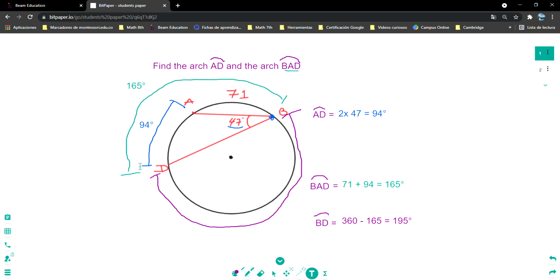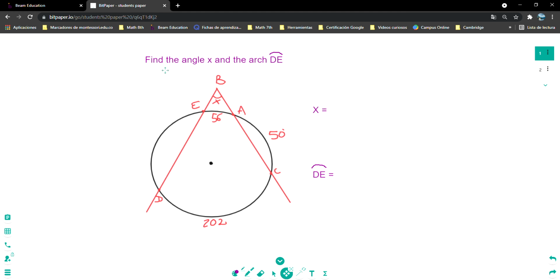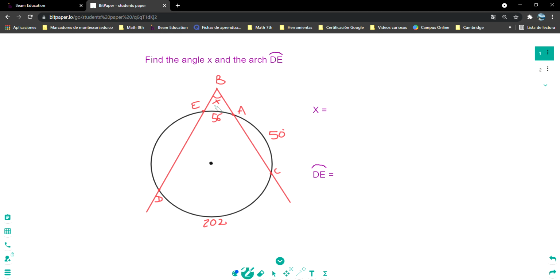All right, guys, so we already checked here how to get the arc from an inscribed angle, and the missing arc in the circle. Now let's go to the last example. What do we have here? Here we have an exterior angle. Why? Because we can see that this vertex is outside the circle. They ask you to find the value of the angle X and the arc DE, this missing arc.